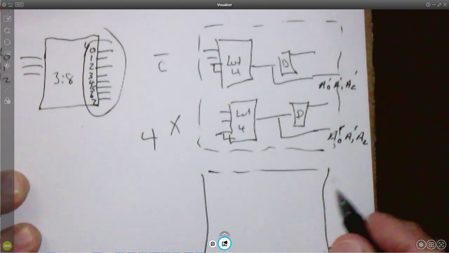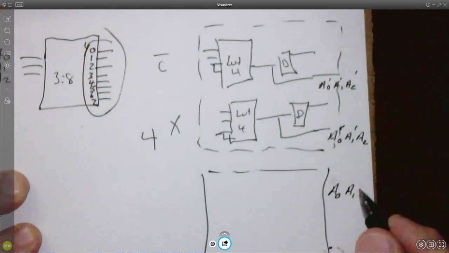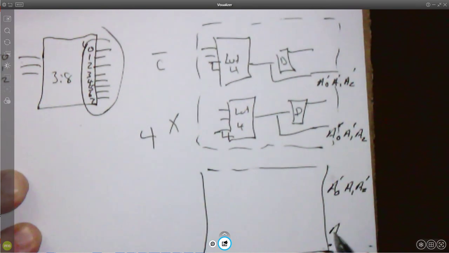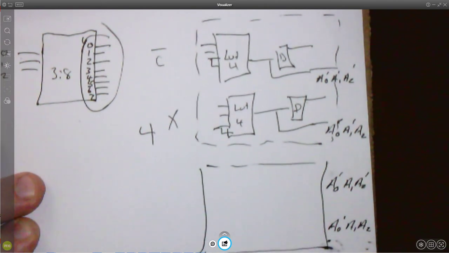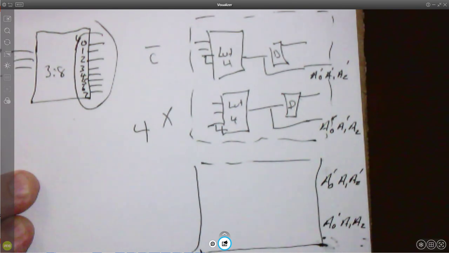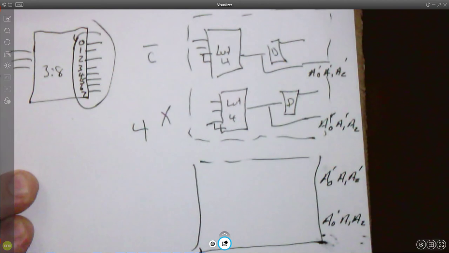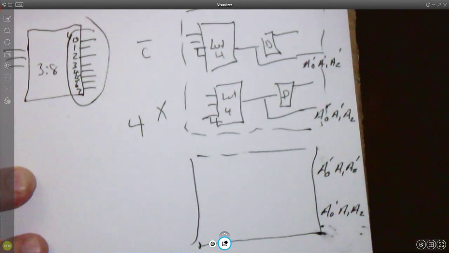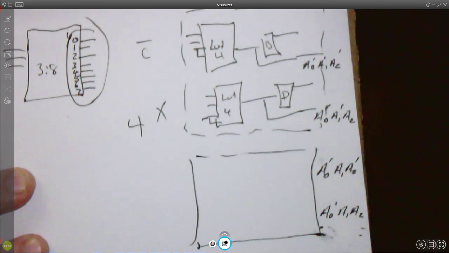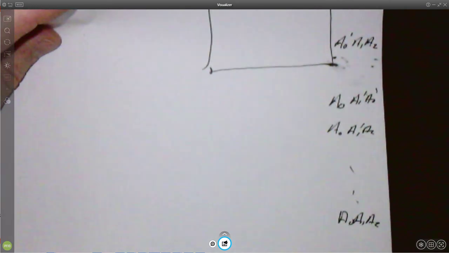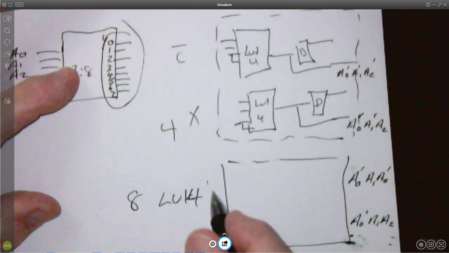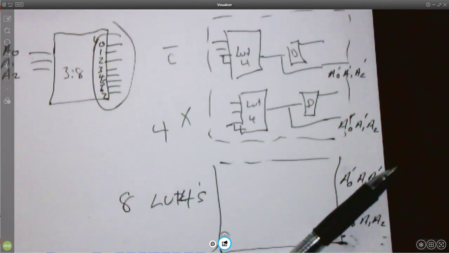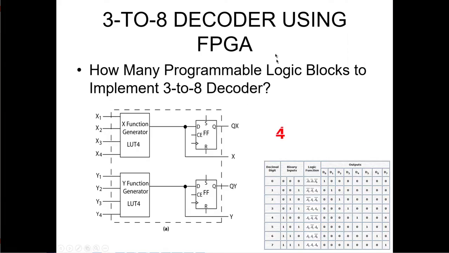And then these, you just set them up for A0 prime, A1 prime. And then this is going to be A0 prime, A1, A2. And then the next one's going to be A0, A1 prime, A2 prime, and then A0, A1 prime, A2, and so forth until you finally get down to A0, A1, A2. Like that. So basically, it's going to take four of these, or eight LUT4s. Okay, so that makes total sense. Hence the answer, four.